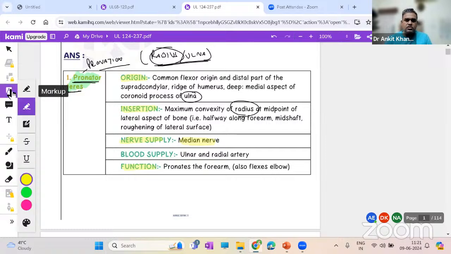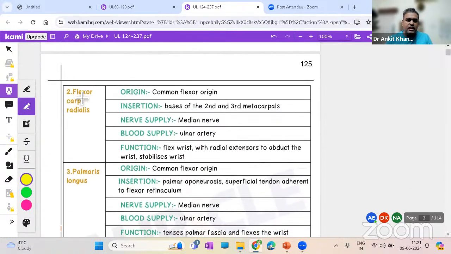So pronator teres over here, coming to the second one over here, that is the flexor carpi radialis. Now look at the name. Flexor carpi radialis over here. Okay. So I am flexing the carpals on the lateral side. That's the name. I will be in the flexor compartment going to the carpals on the lateral. Why lateral? Because it is radialis. Simple as that. So you can see it is coming from the common flexor origin going to the second and third. Now numbering all this from the thumb side. So these are second and third, and these will be second and third metacarpals over here. This flexor carpi radialis is going from common flexor origin to the second third metacarpals.